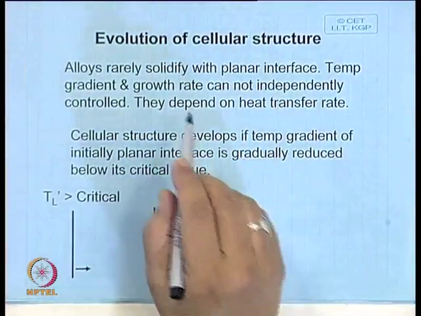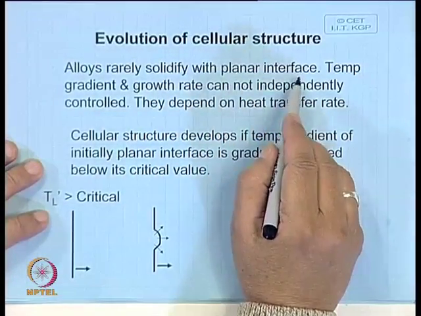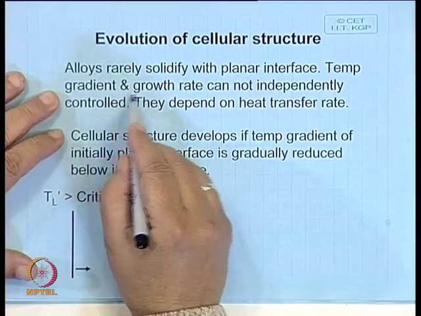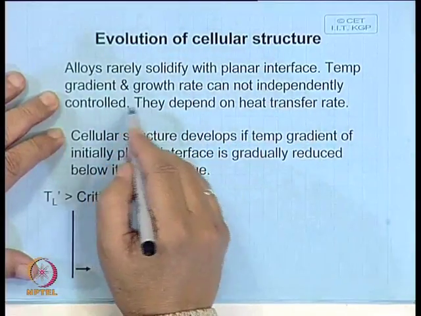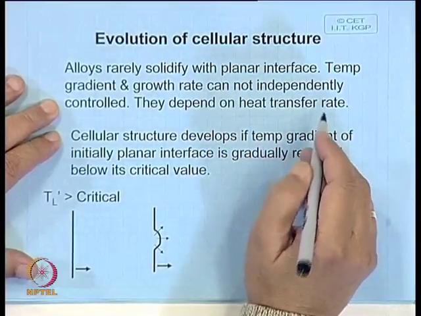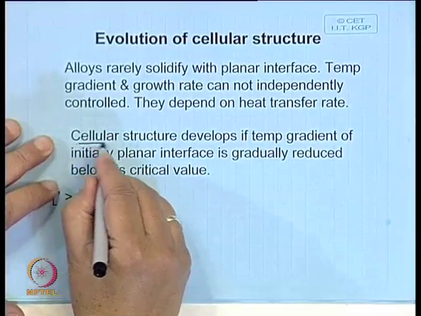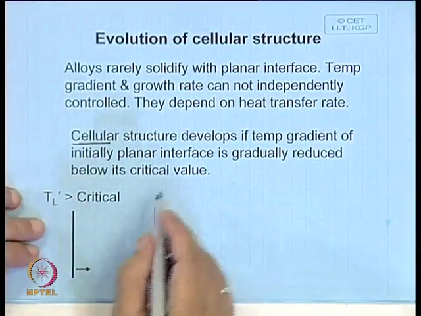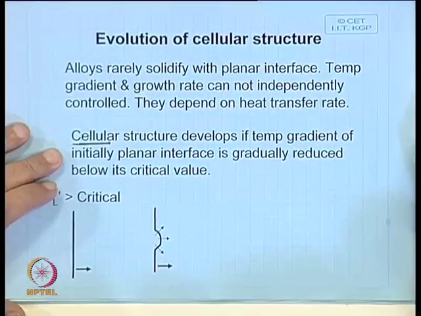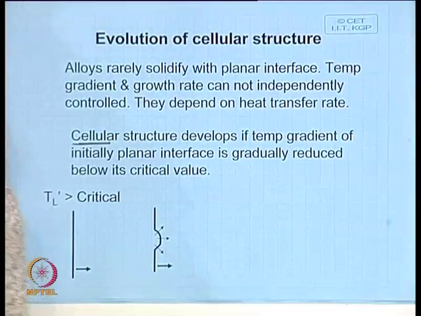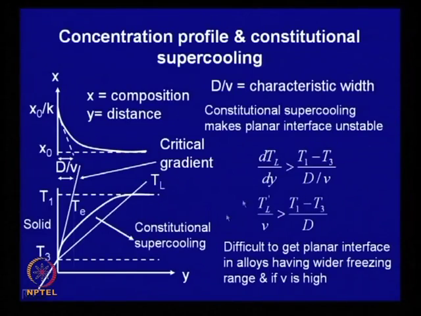But in reality, if we look at alloy systems, they rarely solidify with planar interface, and the temperature gradient and growth rate cannot be independently controlled; often they depend on heat transfer rate. Now, let us take up a case and see when cellular structure develops. Now, we will come to know what is cellular structure. Suppose the temperature gradient initially favors planar interface. Initially you are able to maintain a very high gradient, and later on it moves to this side, which in reality is possible in alloys.